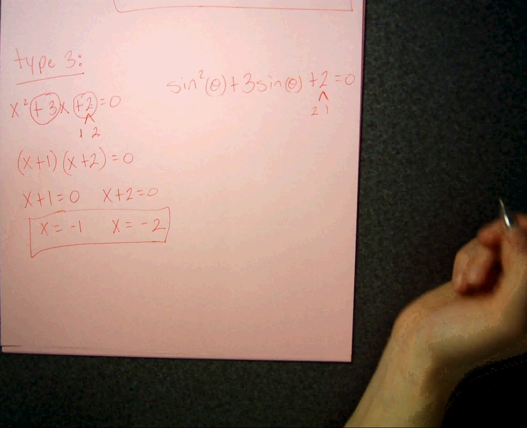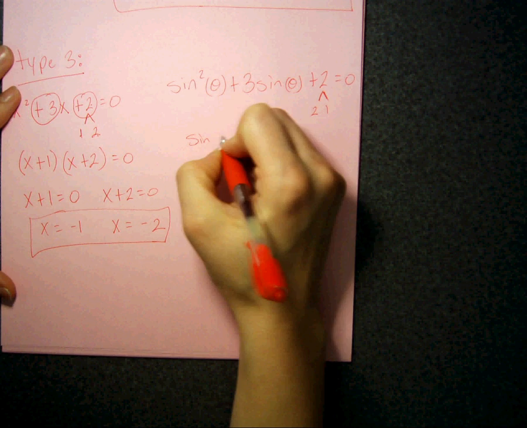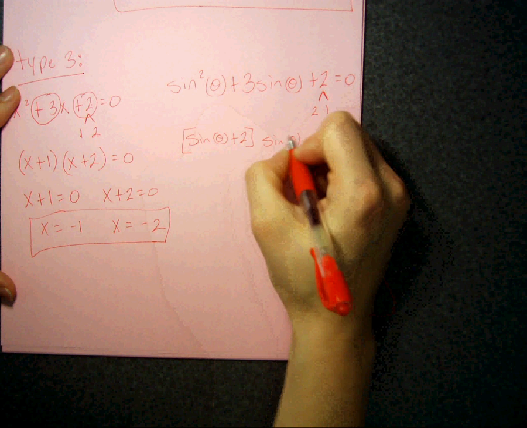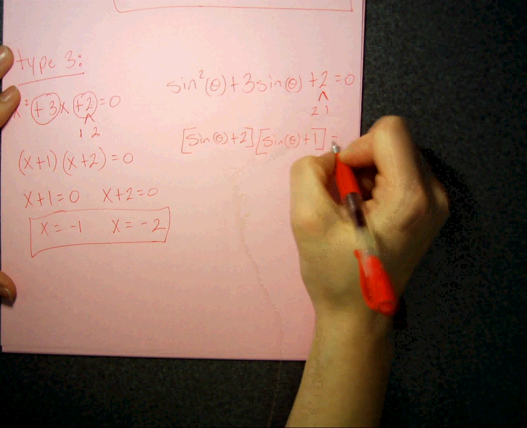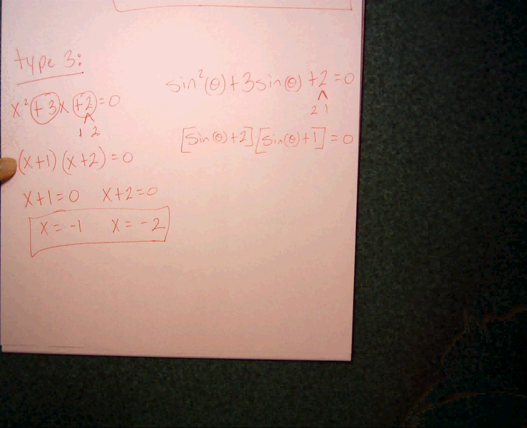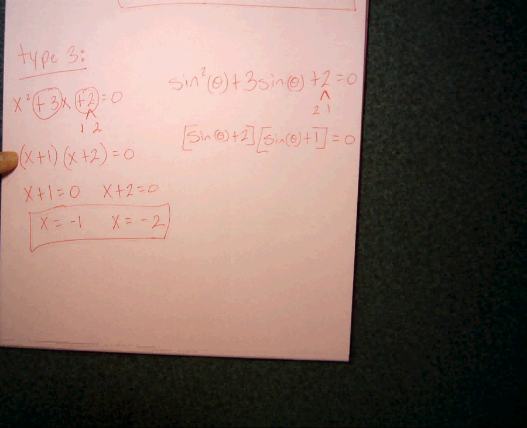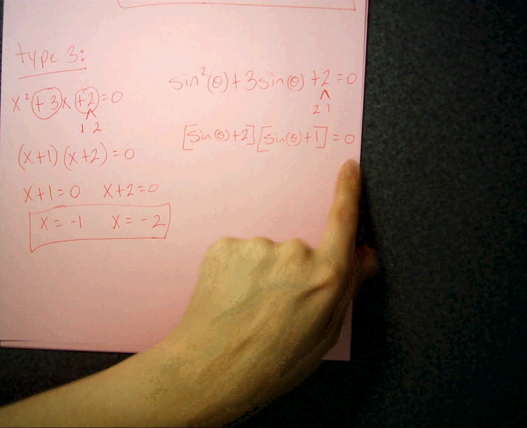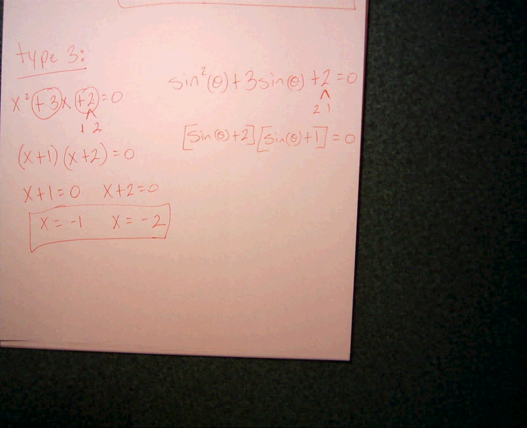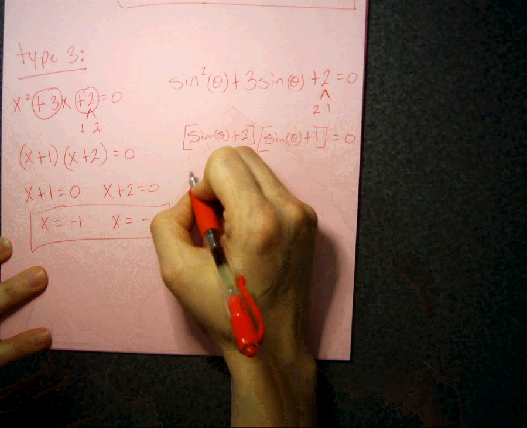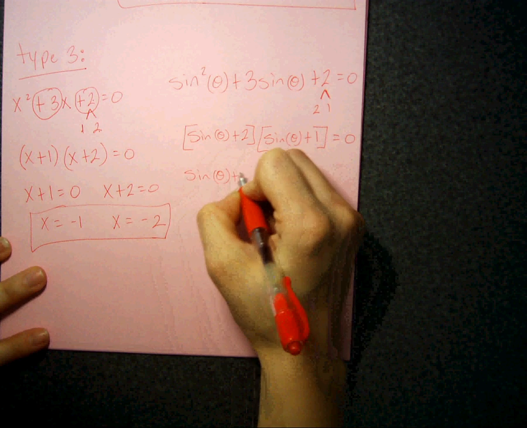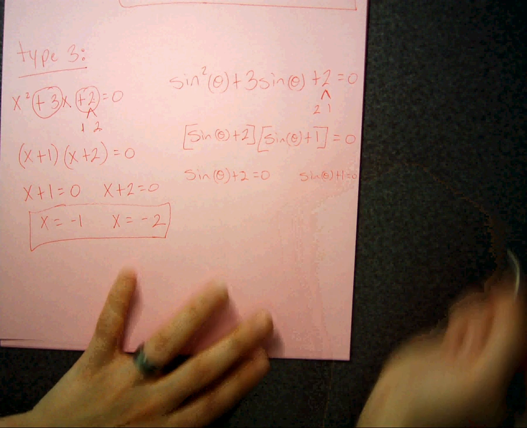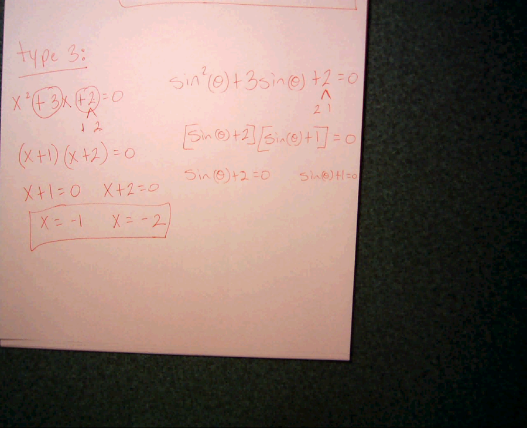What are these fancy numbers? 2 and 1. Exactly. So I would have sine theta plus 2 and sine of theta plus 1 is equal to 0, just like I had with the x's. Same exact thing, except I have sine. And I'll continue to solve it in the same exact manner. I have two things multiplied together that are equal to 0, so one of them must be equal to 0. Set each equal to 0 to see what makes that true. So I get sine of theta plus 2 equals 0, and sine of theta plus 1 is equal to 0.